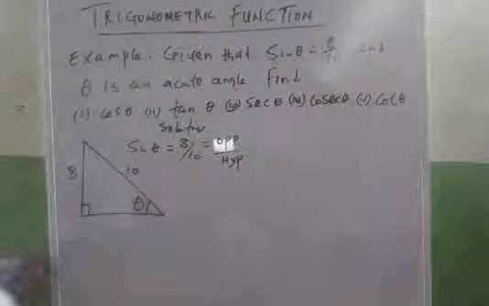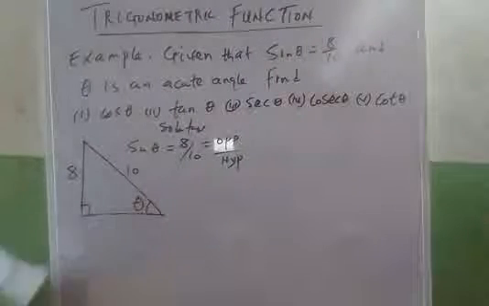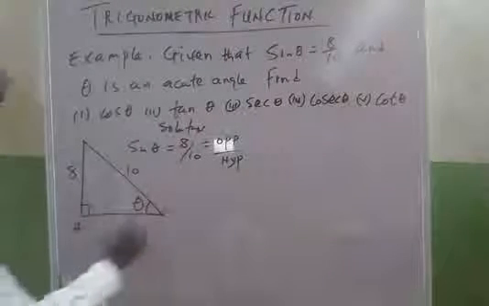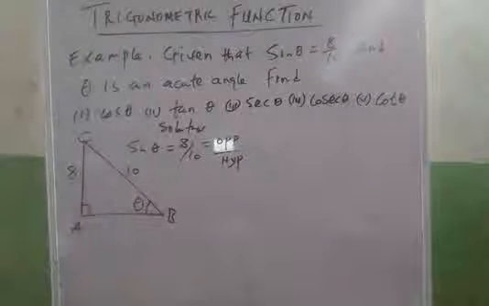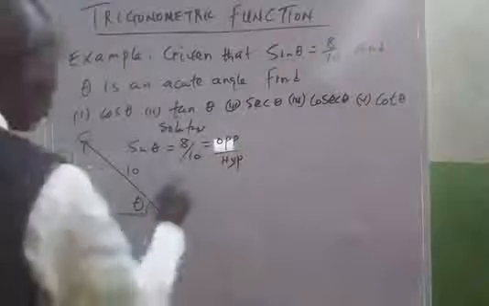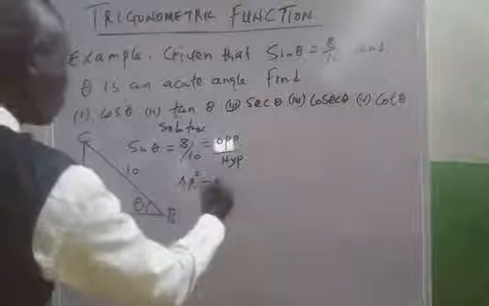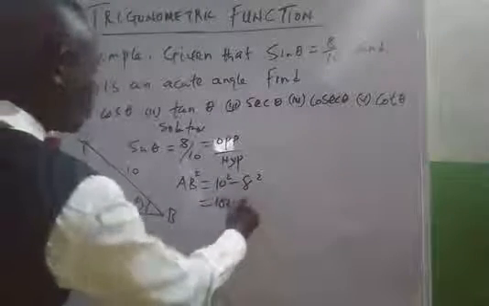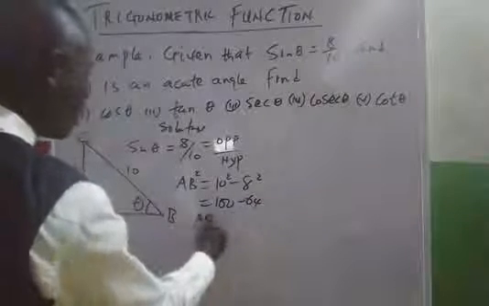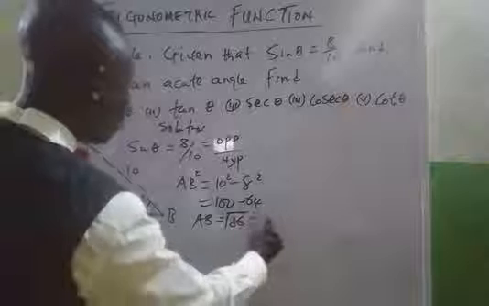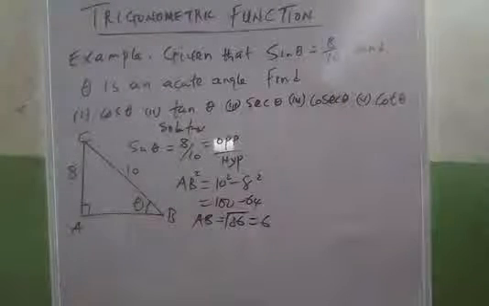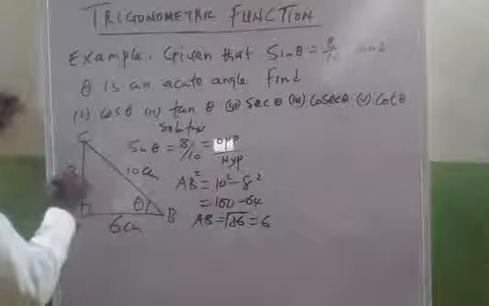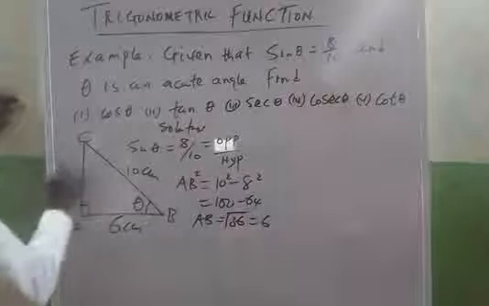Now to be able to get the adjacent, you use what we call Pythagoras theorem. If this is A, B, C, we are looking for AB. From Pythagoras theorem, AB squared must be equal to 10 squared minus 8 squared. This will be equal to 100 minus 64. So AB is the square root of 36, which is equal to 6. So this part is 6 centimeters, here is 10 centimeters, and here is 8 centimeters.